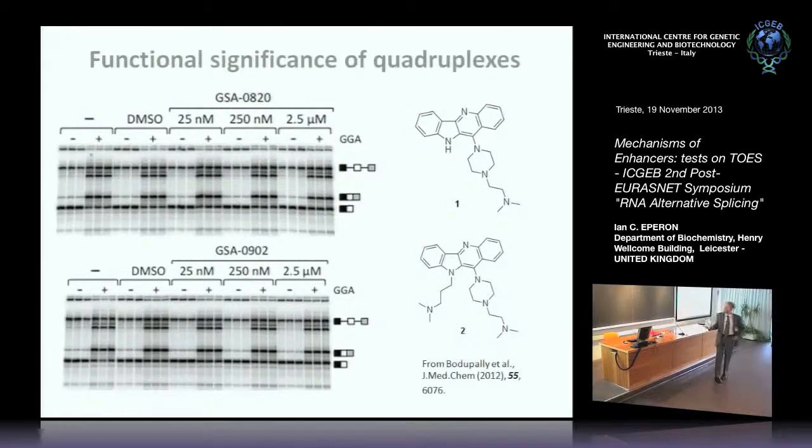And it turns out that if we use quadruplex stabilizers, we compromise the activity of the oligonucleotides. And these are some in vitro splicing assays with increasing concentrations of the quadruplex stabilizers. If that's the inclusion and that's the exclusion product, you can see that as you increase the concentration of the quadruplex stabilizer, you see a shift towards the skip form rather than the inclusion form. So it does look as if the quadruplexes are certainly not enhancing the effect of the oligonucleotides, they're probably antagonizing it.